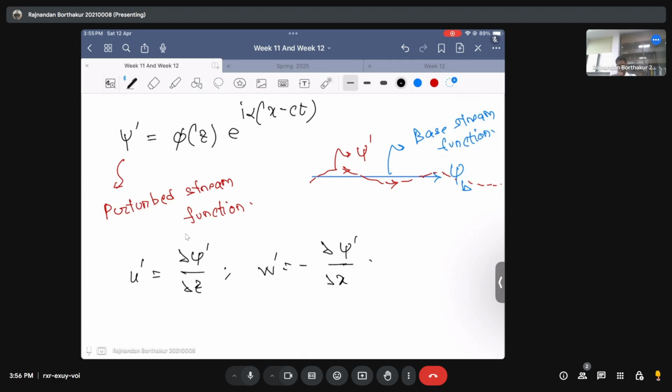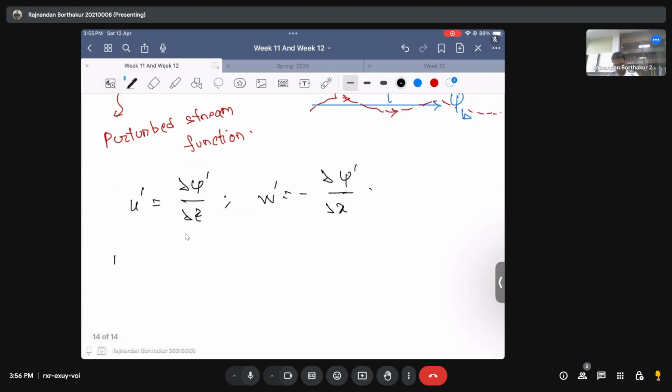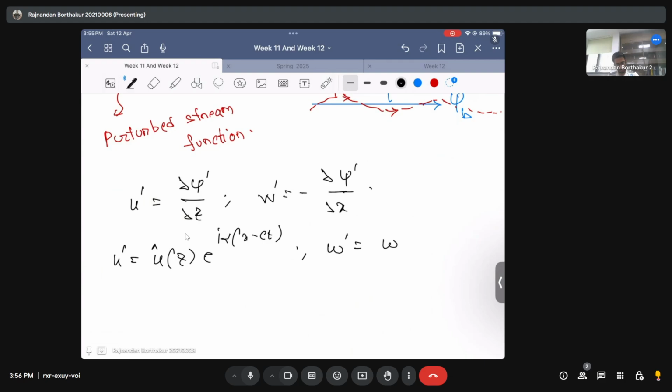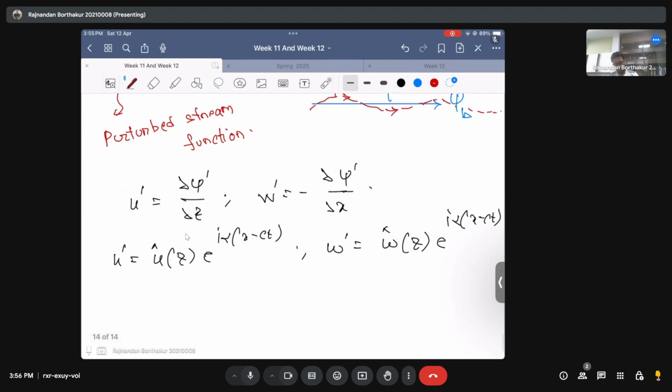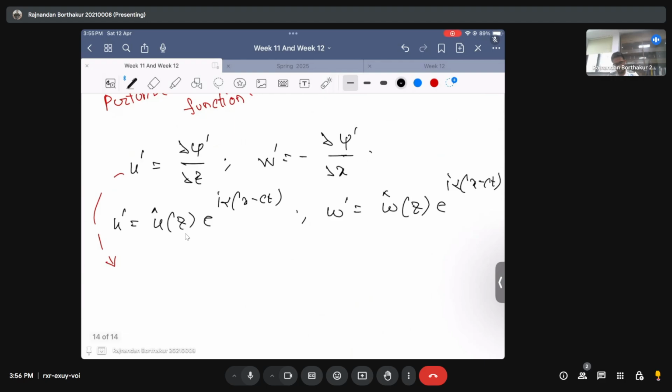Since we know that my u prime is u hat of z e power i alpha (x minus ct), and my w prime is w hat of z e power i alpha (x minus ct), if I use this relation and substitute, then u hat of z e power i alpha (x minus ct) is equal to del psi prime by del z.